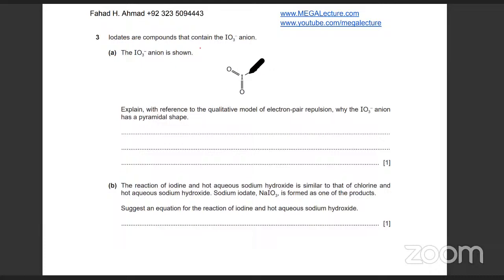The reason it has a pyramidal shape is that it's got 3 bonds. Iodine has 7 electrons in total in its outer shell. So how many bonds is it making? It's making 1 over here, 2 over here, 2 over here. So that's making 5 bonds. So if it's making 5 bonds, that means there's 1 lone pair left. There are 2 electrons that are still left.